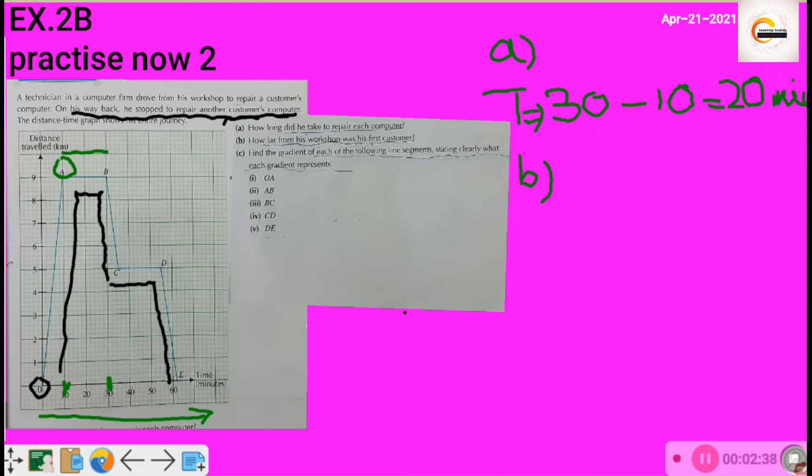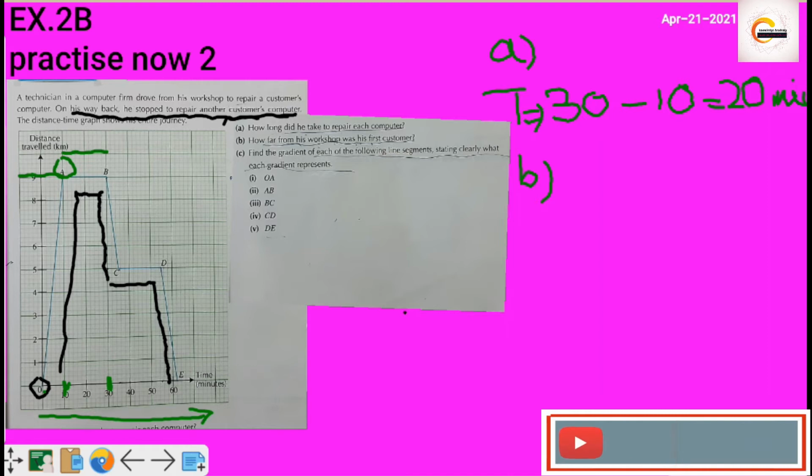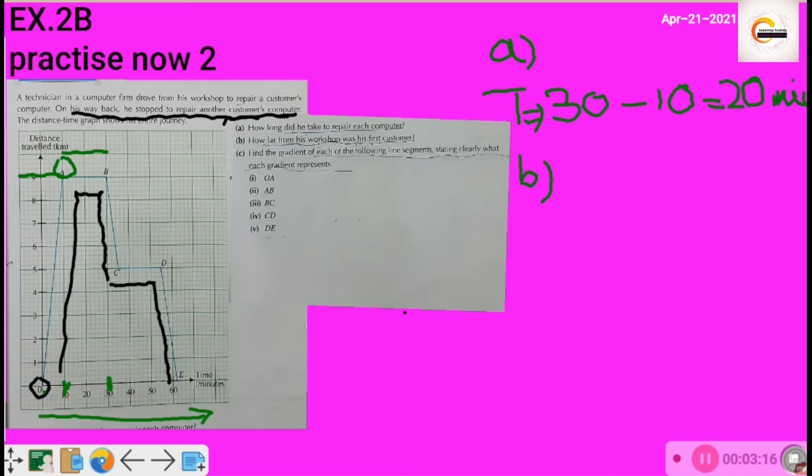Now part B, how far from his workshop was his first customer? I have told you before that his workshop was at point O and the y-axis represents the distance. So we have to see the y-axis. The first customer was at point A. Now we can see that point A is at 9 kilometers. So the first customer was 9 kilometers from his workshop.